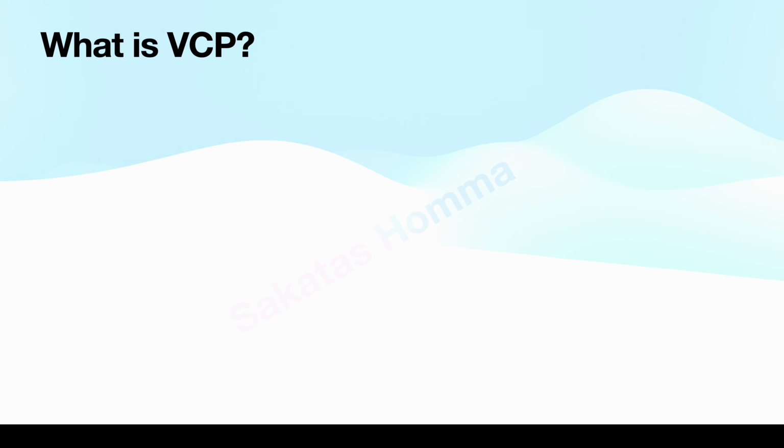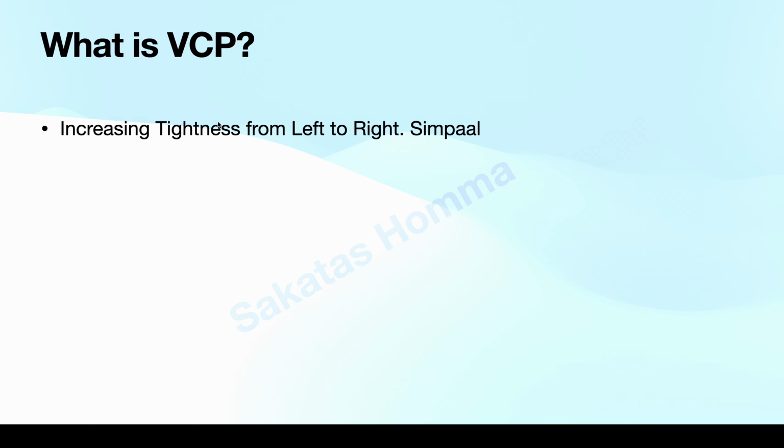Okay, quick detour. Everything in technical analysis is interconnected, and so if you have one concept, that concept should tie up with some other concept. So basically, what is VCP? VCP is basically increasing tightness from left to right. Simple as that, right?